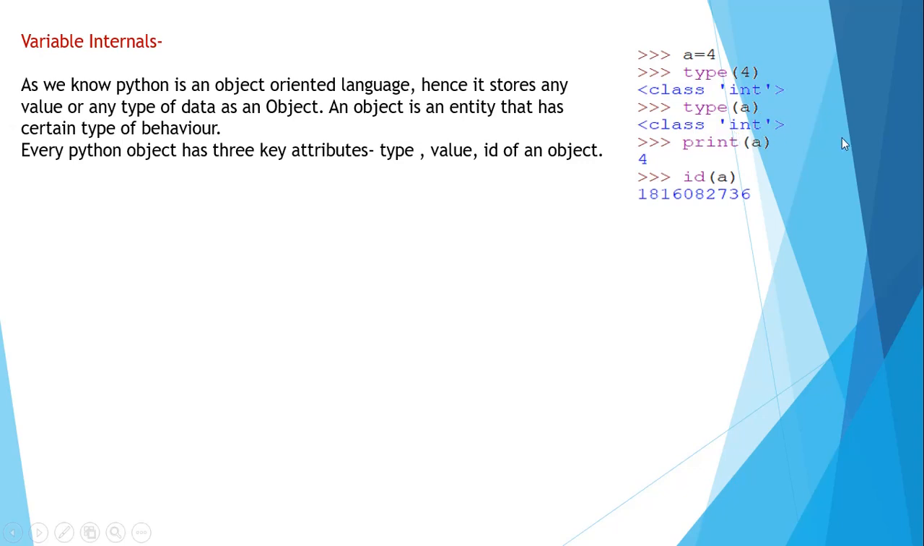Okay, so it is providing you the type of variable a, and the type of variable a here is integer type. Okay, if you would have written some other number like 4.5, then the type of the particular variable will become float. Why? Because 4.5 is a decimal number.